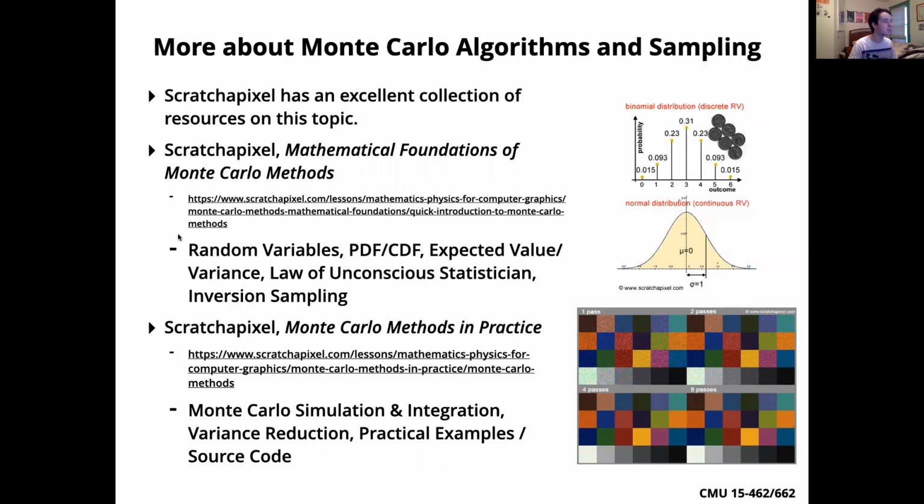So what I would recommend you check out are these tutorials by Scratchapixel. I have some links here. If all of this totally flew over your head, read this Mathematical Foundations of Monte Carlo Methods. This goes over all of the probability theory that you need to know. And also, if you're motivated, go ahead and read Monte Carlo Methods in Practice, which goes into other applications of Monte Carlo methods to rendering. It goes beyond Monte Carlo integration and also talks about Monte Carlo simulation, right? So for simulating little particles, for example, you can use Monte Carlo methods. It's a very interesting read. Honestly, I got a lot out of reading it too, preparing for this lecture. So I highly recommend you take a look at this.